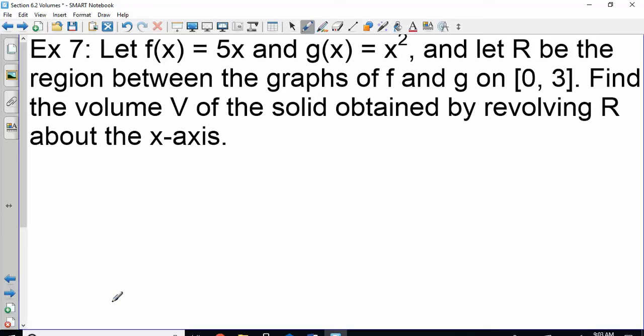Let's look at this: my function f of x is equal to 5x and g of x equals x squared, and R is the region between the graphs f and g on the interval 0 to 3. Find the volume obtained by rotating it about the x-axis. So we need a picture. We're going to be going from 0 to 3. If I start here, plug in a 0, I get out 0. If I plug in a 3, I'm going to get 15. This is just a line. I'm going to count by 3s.